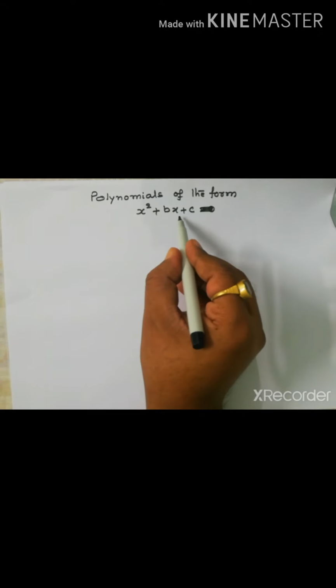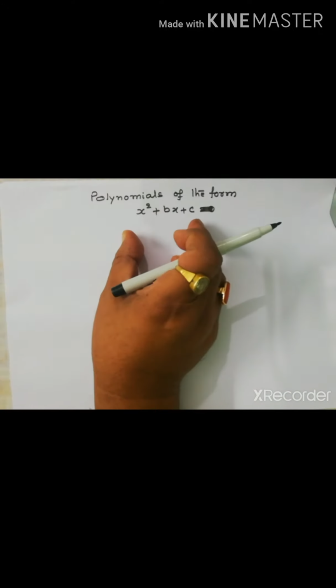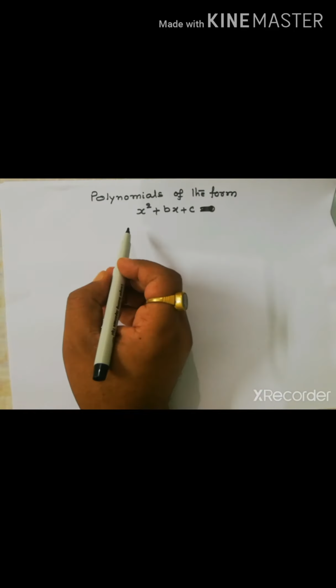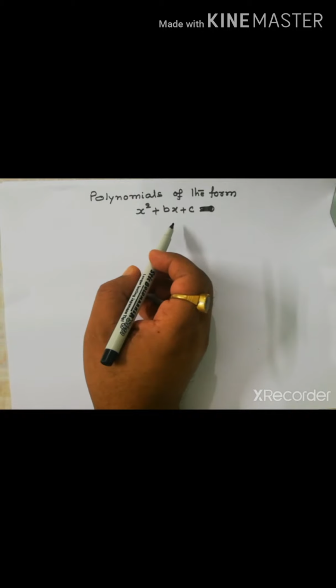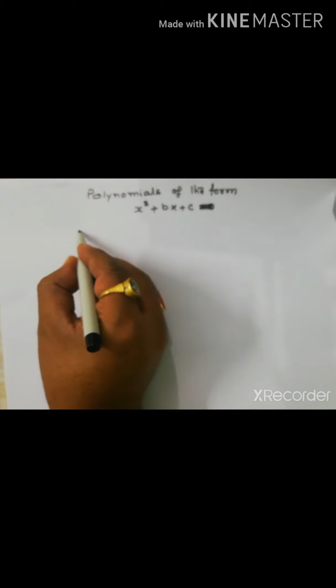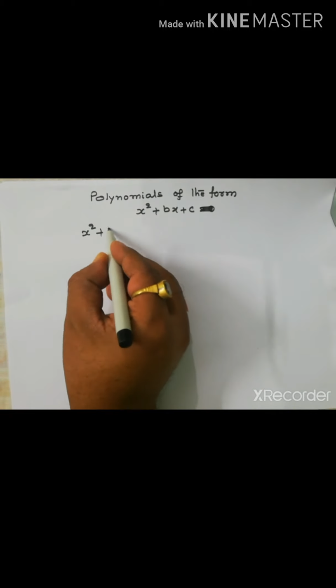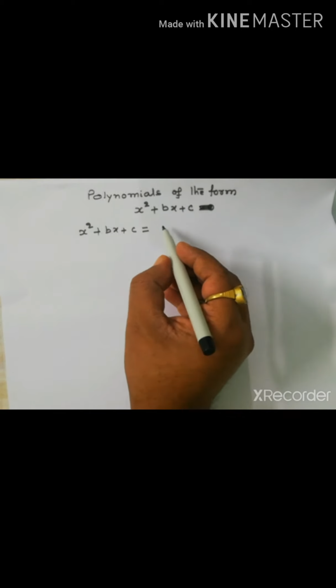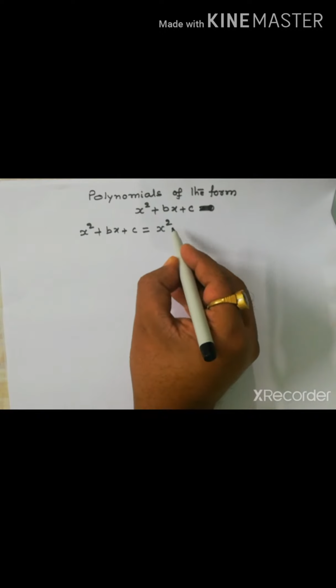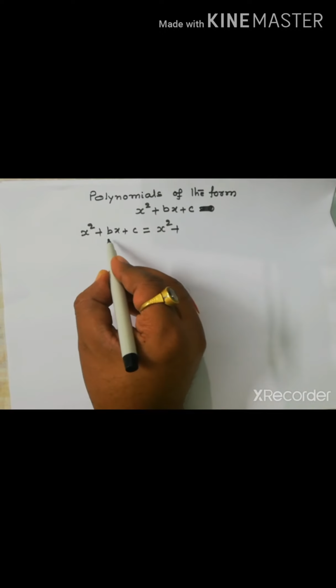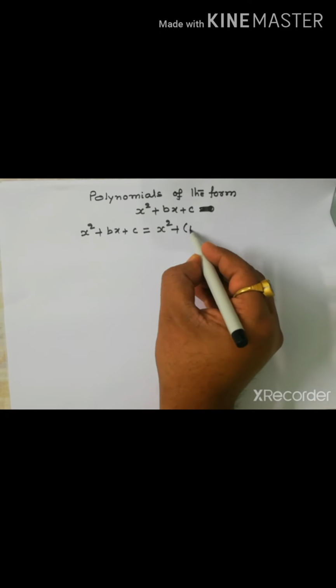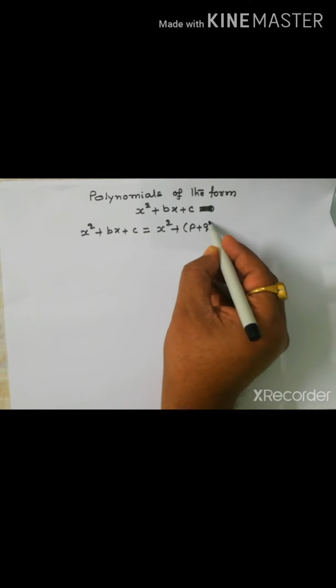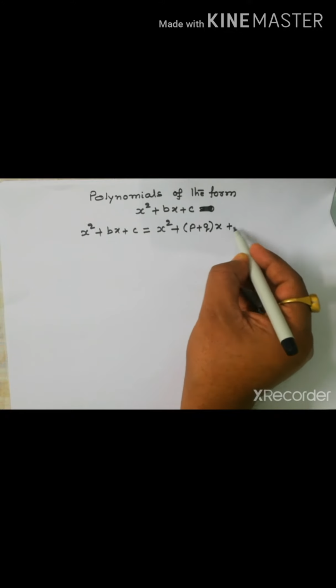x square plus bx plus c. Then how to factorize this type of polynomial? So this x square plus bx plus c can be expressed as x square plus b, which is in the form of p plus q, and then x plus c.